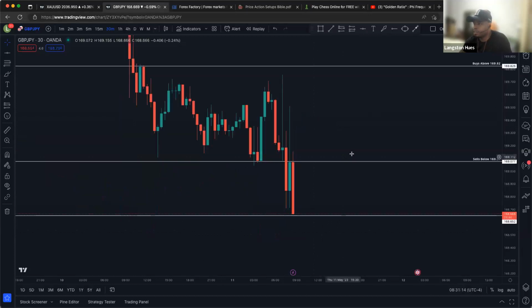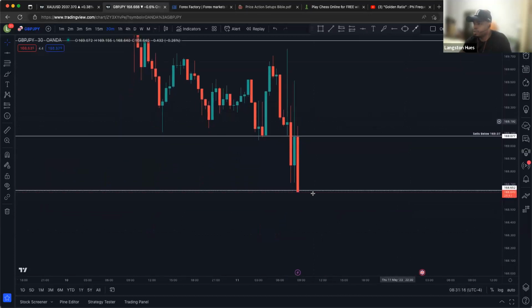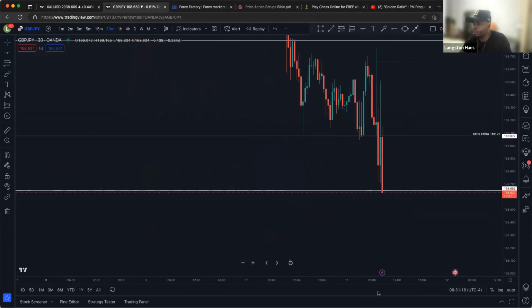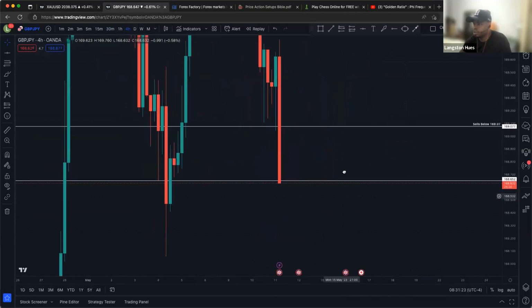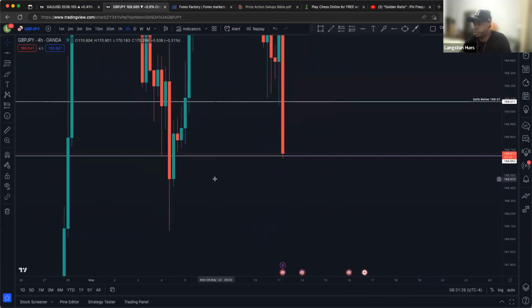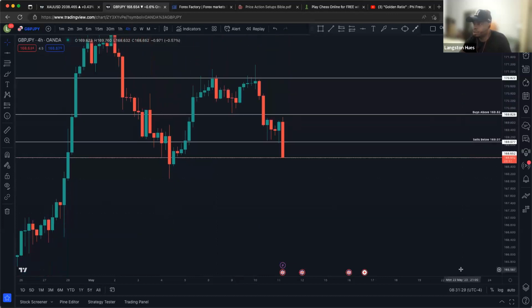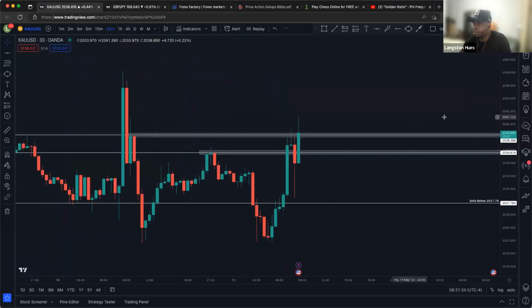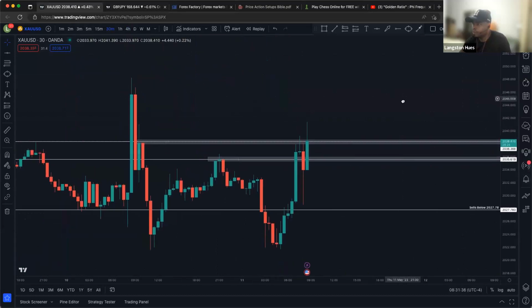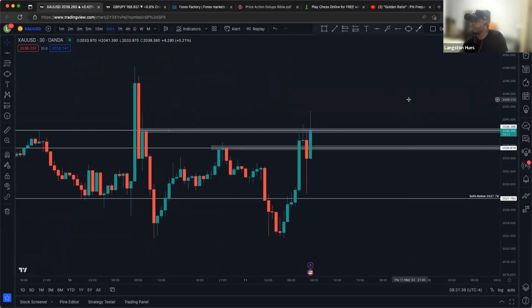Anything with GJ? Oh, GJ shooting down. Whew. GJ melting. Come down to test these 4-hour lows. Gold shot up. Now you just gotta wait for the calm after the storm. Let's see what the numbers were.